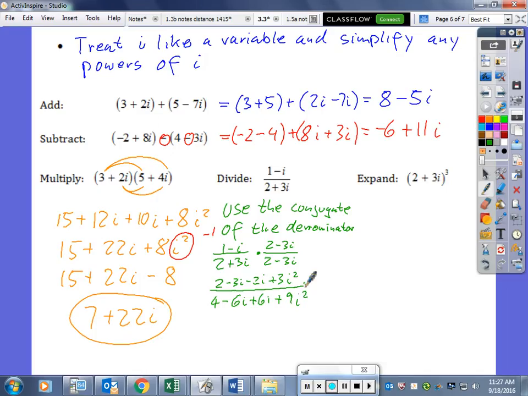So each time where we have the i squared, we can replace that and make that a negative 1. And we get 2 minus 5i minus 3 in the numerator, and in the denominator we get 4 minus 9.